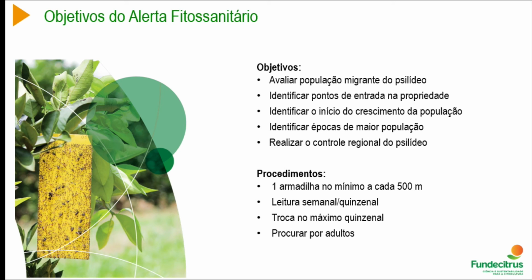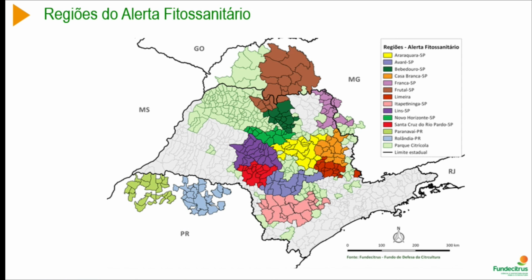For growers to participate, they will need a trap at least every 500 meters. We know this is not enough. We should have more traps, at around 200 to 150 meters distance, with weekly or biweekly reading, changing those traps every 15 days at most, and growers should also look for adult psyllids in these traps. These are the requirements of the plant health alert.